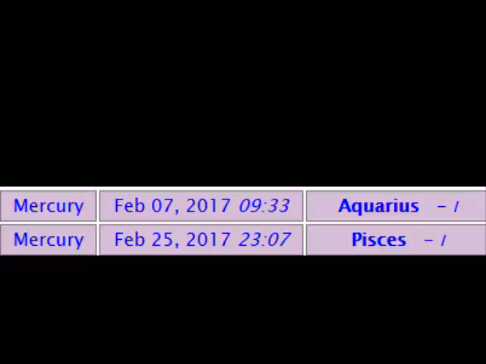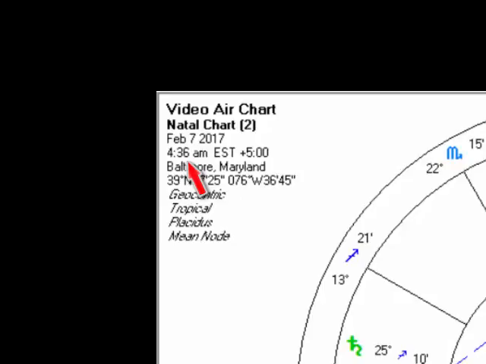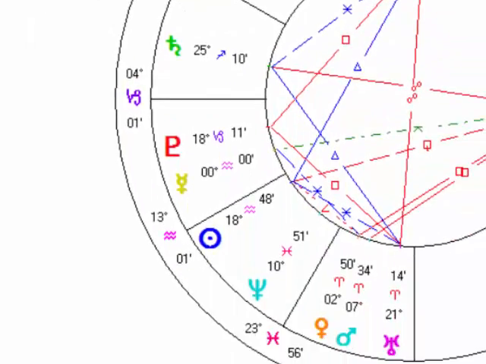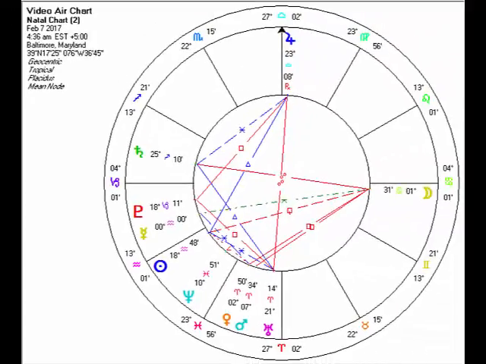And this is the information we use, using Baltimore's longitude and latitude and time zone, which is 5 hours earlier, which means if it's 9:33 a.m. in Greenwich, then it is 4:33 a.m. in Baltimore. And here's the chart using Solar Fire. I had to adjust the time by 3 minutes to get Mercury to 0 Aquarius. We will discuss this chart later.